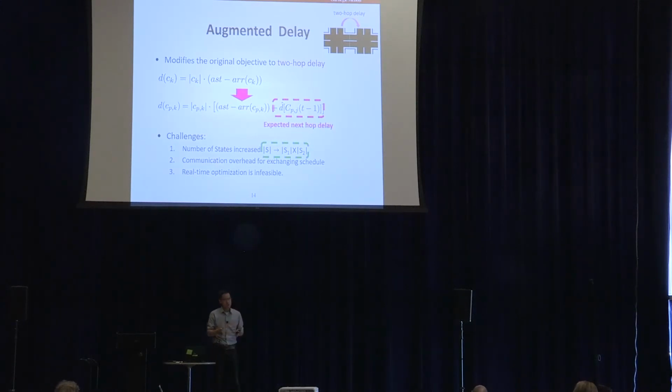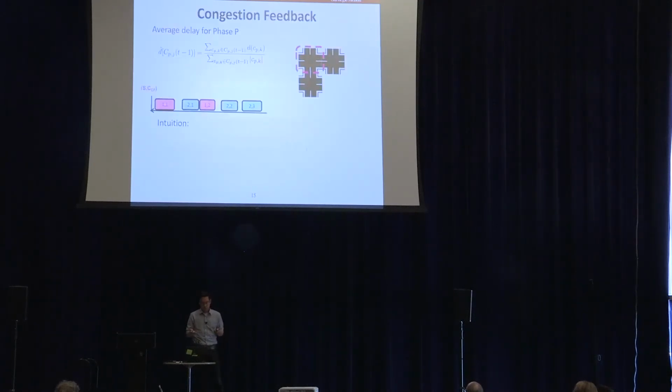So now we need to know the expected next hop delay. However, computing the exact next hop delay is really difficult, especially for a real-time system, because we need to expand our state from a single intersection to two intersections. And also, because we apply replanning every second, the communication overhead is another problem. So basically, we don't think it's possible. So here, we propose a simpler method to deal with this problem, which is called congestion feedback.